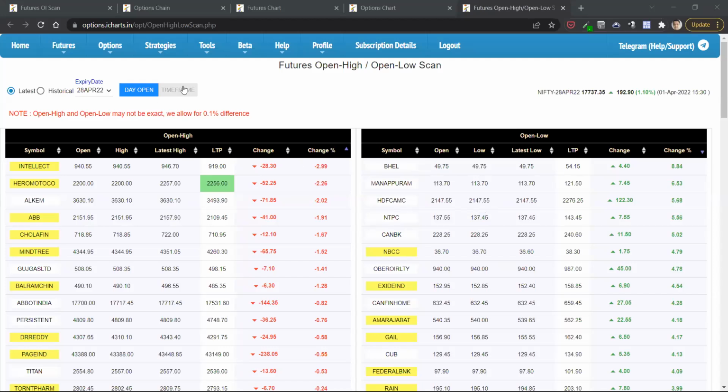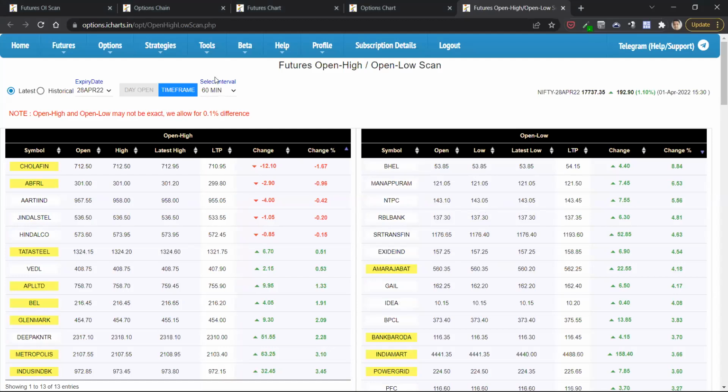Now suppose you don't want to look at this, you just want to know, for the current 60-minute candle, which scripts have open and high the same. Then this time frame option will tell you, current 60-minute. You can go to lower time frames also, but I think 60 minutes makes sense because then it is significant.